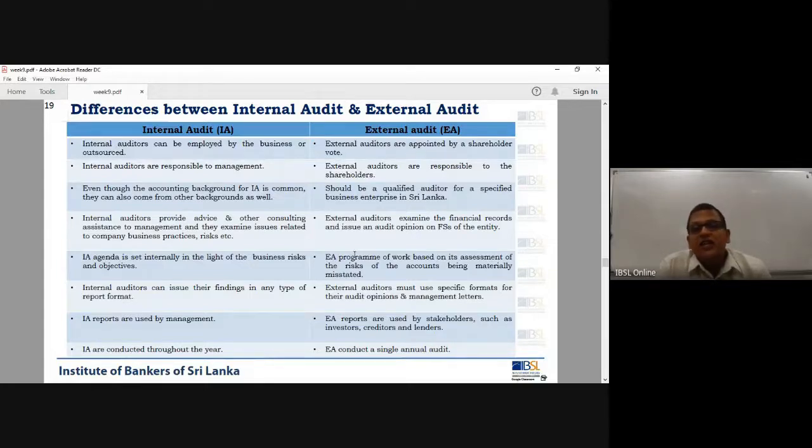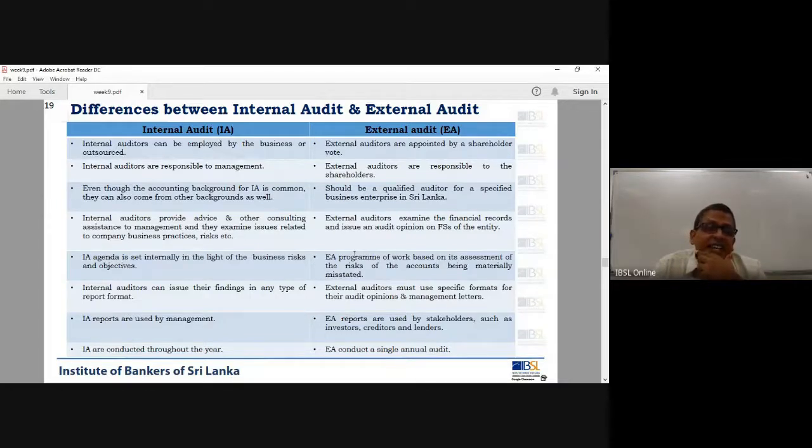But external auditors are appointed by the shareholders' vote. In an annual general meeting, this may be one of the agenda items, appointing the external auditors. So based on the resolution passed at the annual general meeting, the shareholders appoint the external auditors.